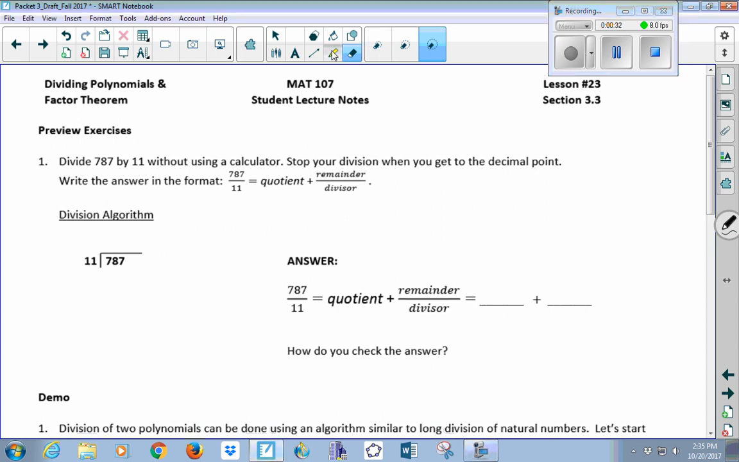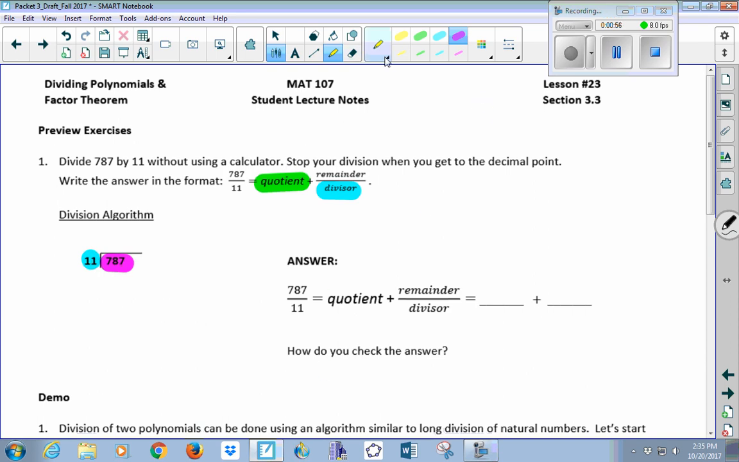So again, just for a little language help here, 11 here is what we refer to as the divisor. The number that you get as your answer is the quotient. And the number you're dividing, the 787, is what we call our dividend. So our dividend is being divided by 11.